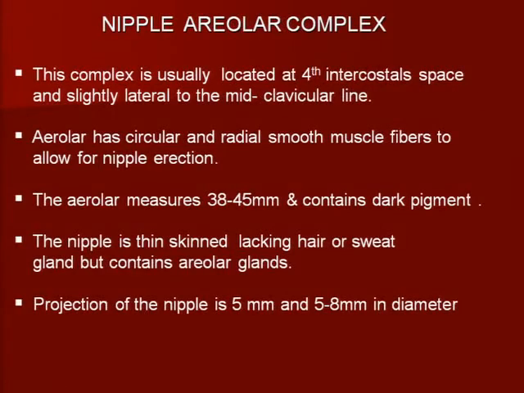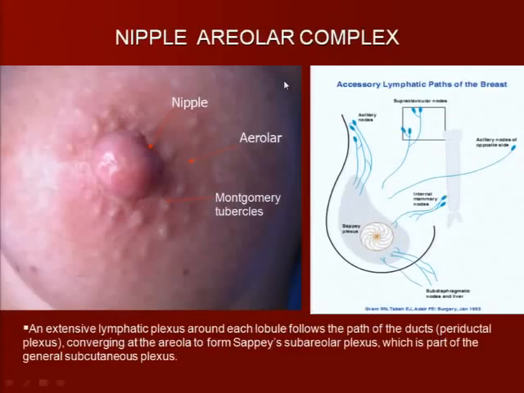The nipple areolar complex, where is the nipple areolar complex normally situated? Around the fourth intercostal space, maybe slightly lateral to the mid-clavicular line. And it has got an areola, and you can see the areola. This areola is about 38 to maybe 45 millimeters in size. That means about say 3.5 to 4.5 centimeters in size.